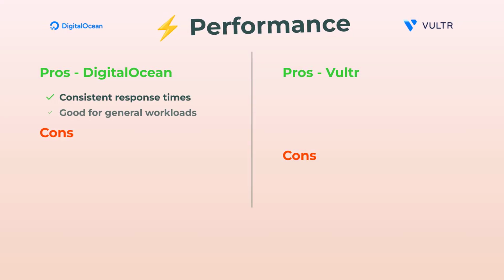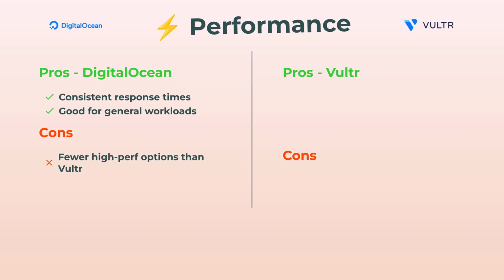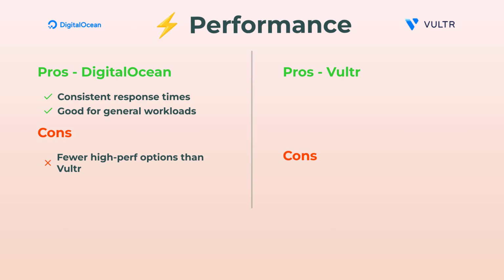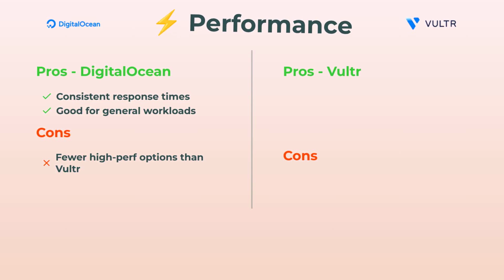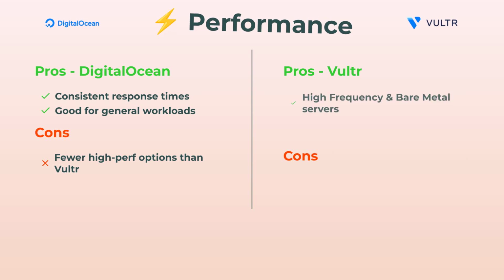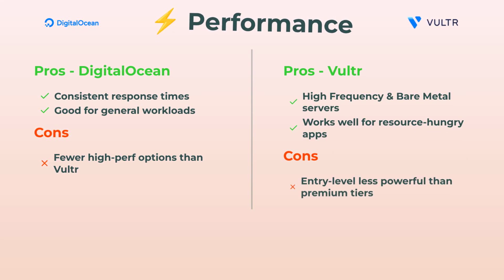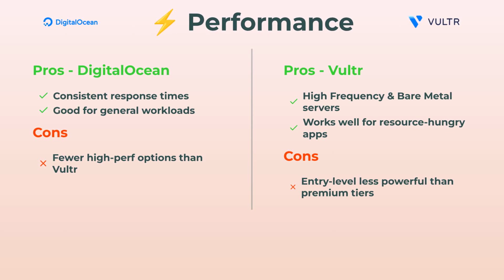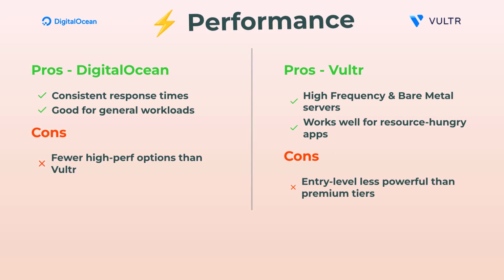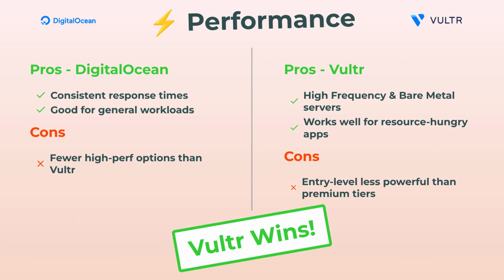Moving over to performance, where things get kinda spicy. DigitalOcean is good, like reliable for most workloads. You'll get consistent response times and everything runs smoothly for general stuff. But if you want raw horsepower, Vultr cranks it with their high frequency and bare metal servers. If you're building something resource hungry or you need the fastest hardware, Vultr's definitely got more options. Entry level might feel a little underwhelming compared to their high tiers, but if you need speed, they deliver. So yeah, Vultr claims this round.